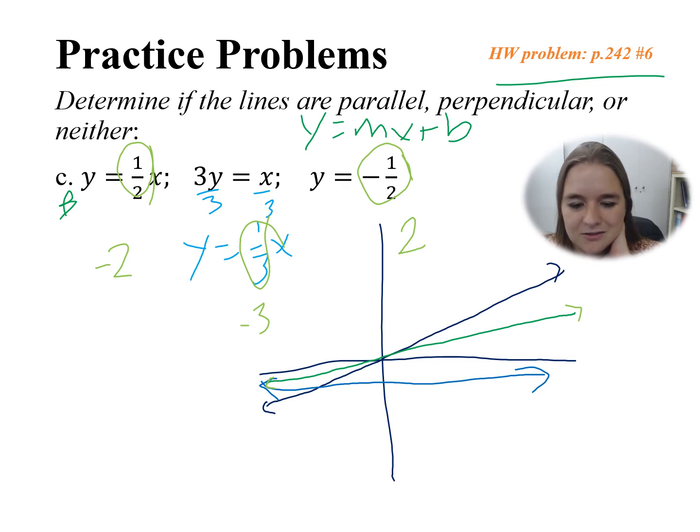So these lines are not parallel. There are no slopes that are the same. They are not perpendicular. There are no slopes that are opposite reciprocals. So in this case, these 3 lines have no listed relationship.